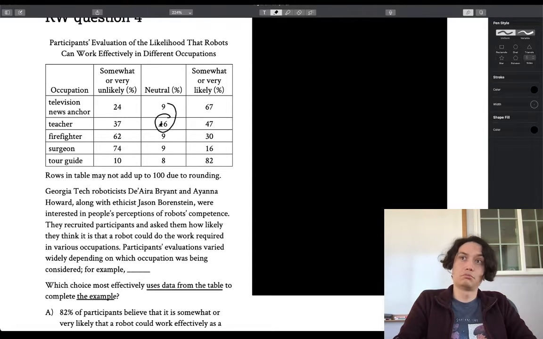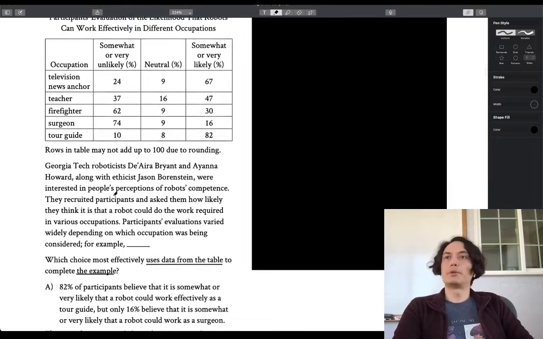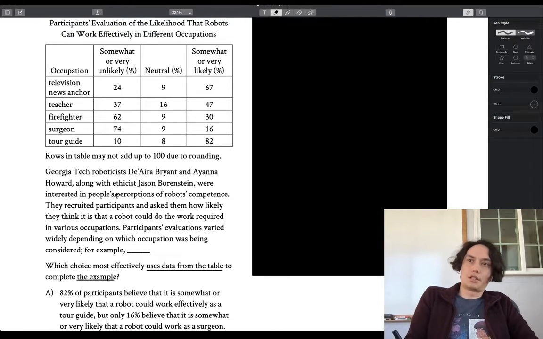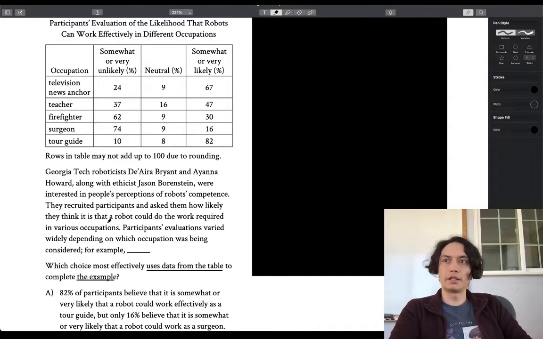Yeah, the most neutral. Okay, Georgia Tech roboticists, these two, along with ethicists, this guy, were interested in people's perceptions of robots' competence, how people think about how smart robots are. They recruited participants and asked them how likely they think it is that a robot could do the work required in various occupations. Participants' evaluations varied widely depending.